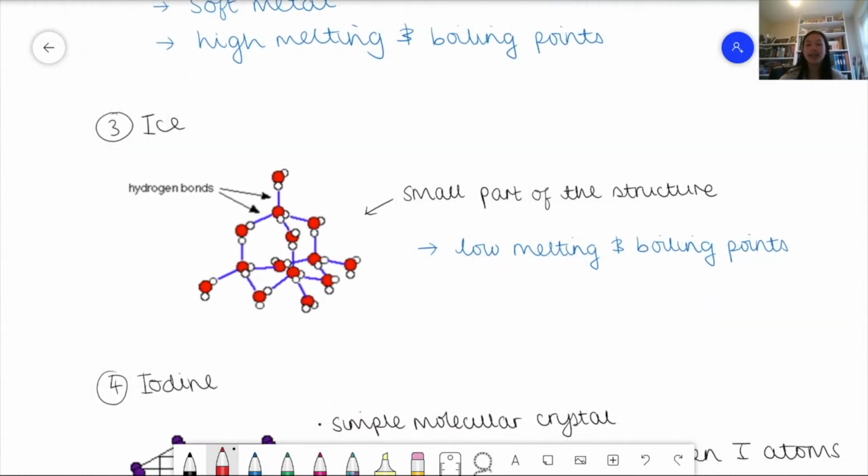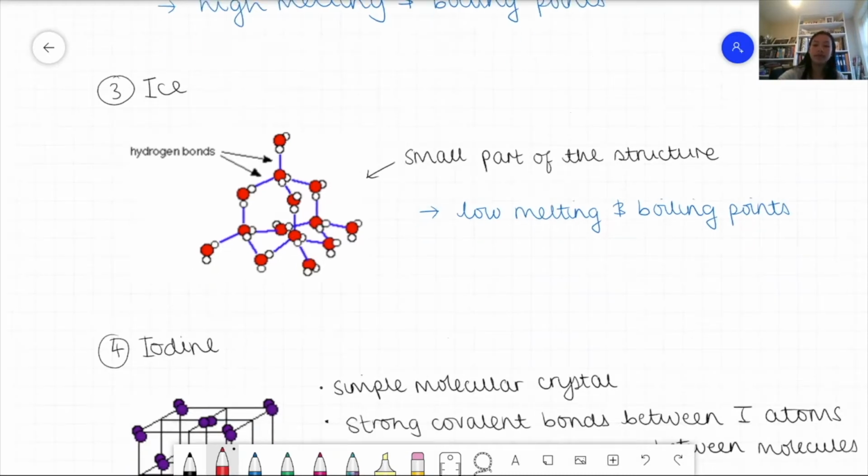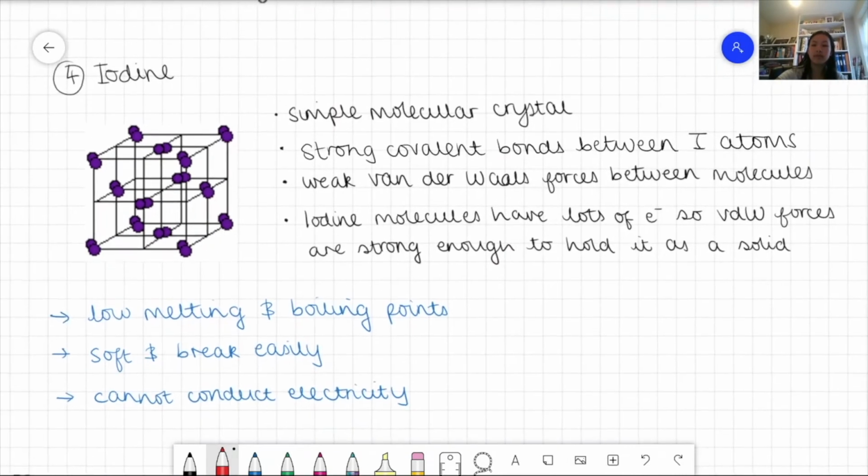For ice, this diagram is only a small part of the structure, but it has quite a low melting and boiling point. And that's just because it's quite small, but we'll go on to the structure of ice a bit later.